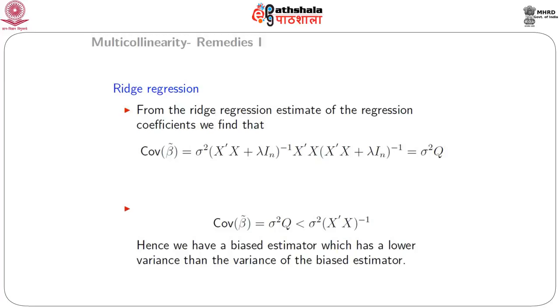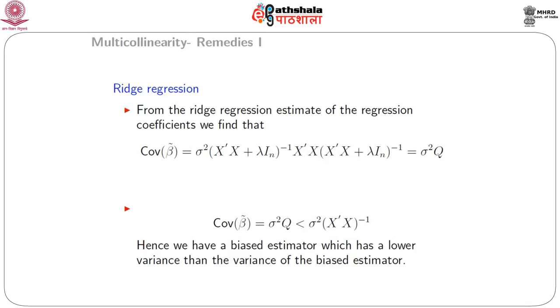Now we can see that the covariance of beta tilde, sigma square Q, is less than sigma square (X prime X) whole inverse. Hence we have a biased estimator. We had seen on the previous slide, when we obtained the expectation of beta tilde, that it is no longer an unbiased estimator. So we have a biased estimator of beta which has a lower variance than the variance of the unbiased estimator. Now in ridge regression, the most pertinent question is what would be the choice of the Lagrangian multiplier lambda.